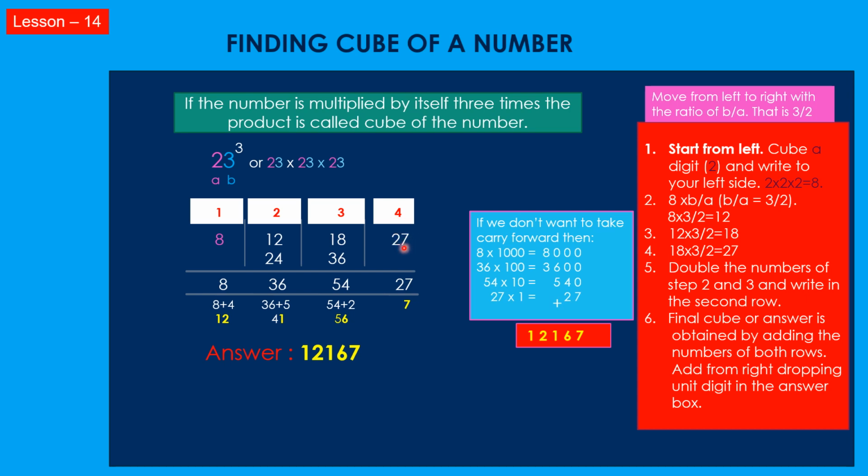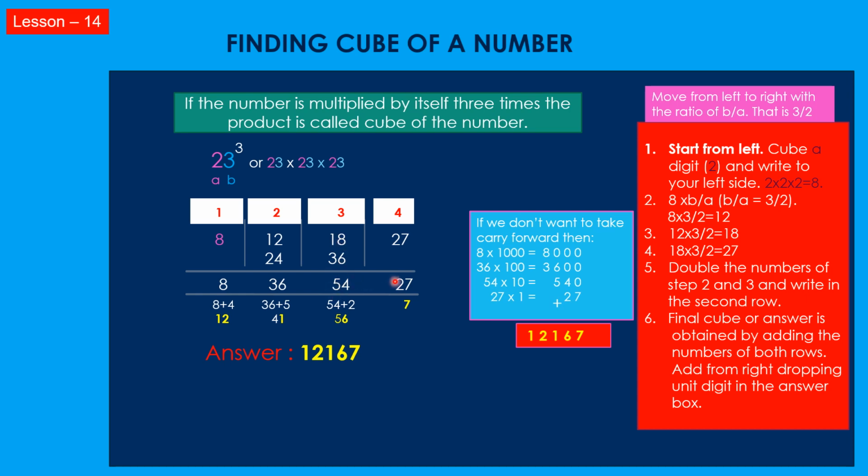Next step, you simply double the numbers at step 2 and 3. So double 12, you get 24. If you double 18, you get 36. So the final cube or answer is obtained by adding the numbers of both the rows.